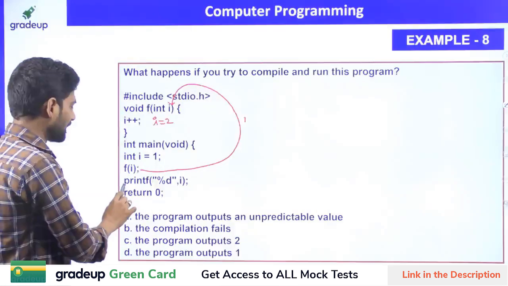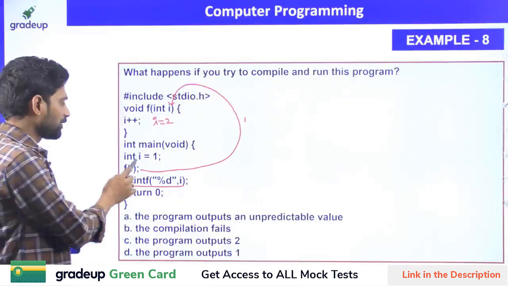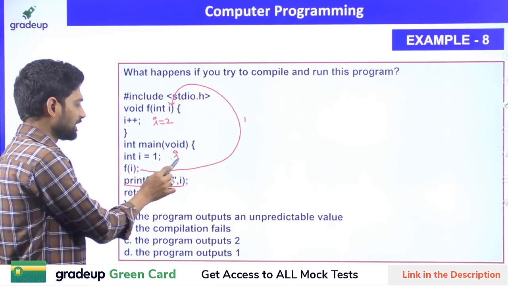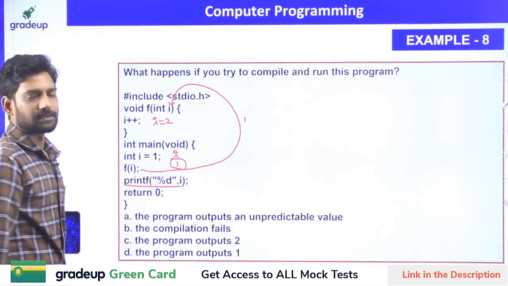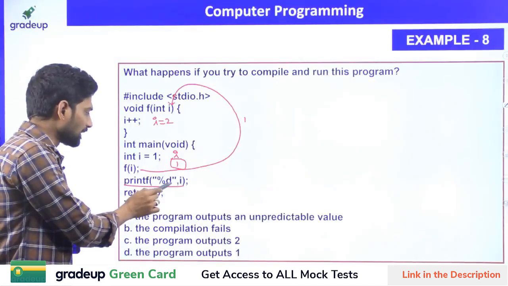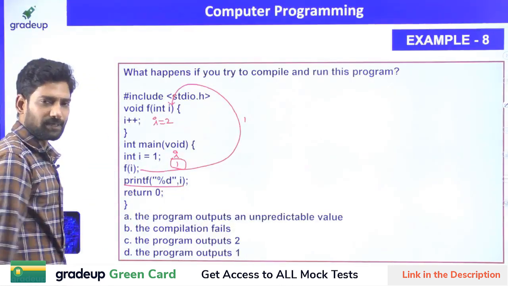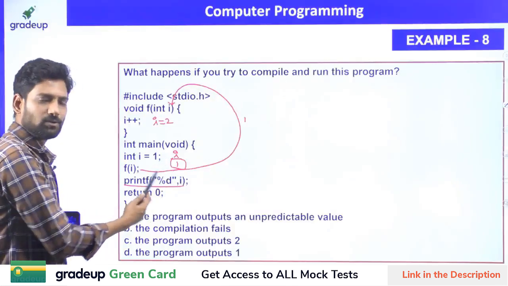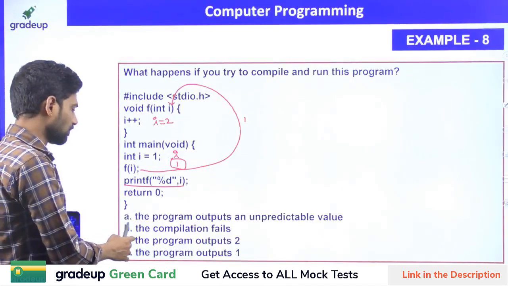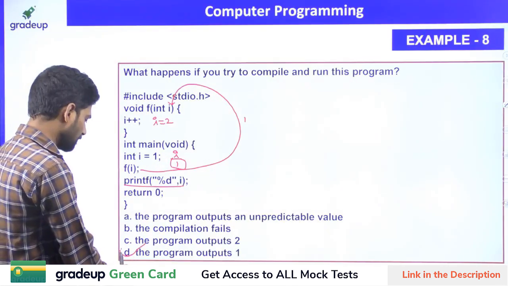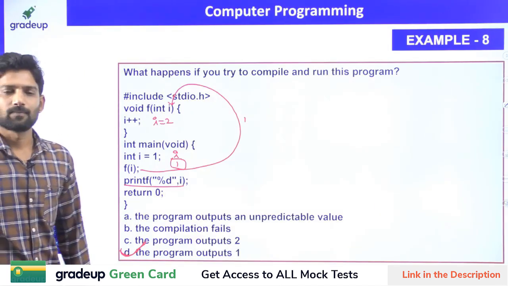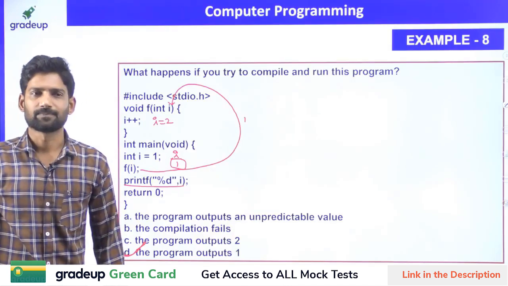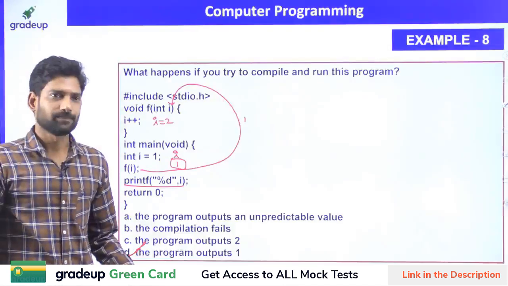Came back. Printf i. If you observe, main function i is different, f function i is different. So when you print i, main function i will be printed. What is main function i value? 1 only. So what is printed? The program outputs 1. Understood? Next one.